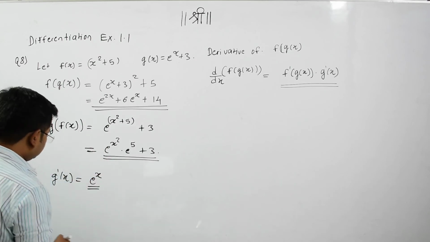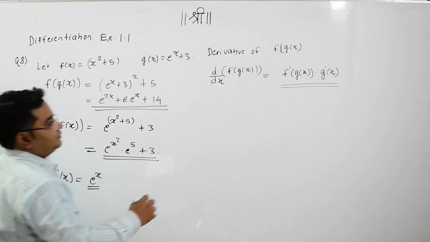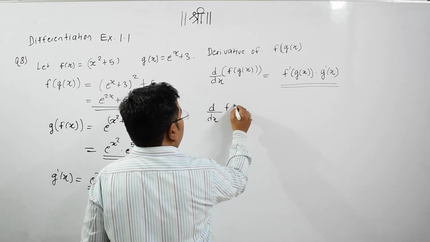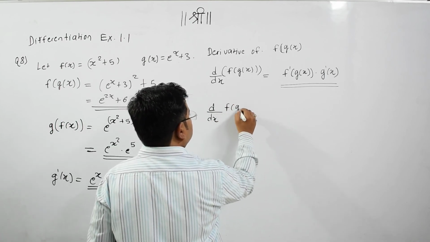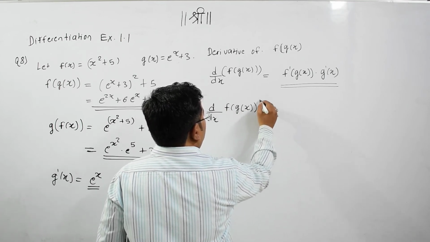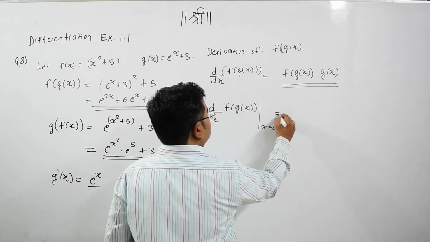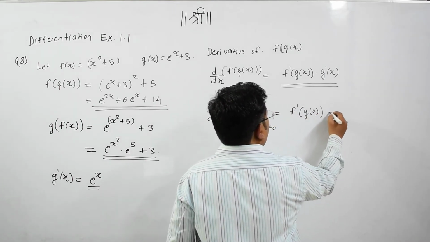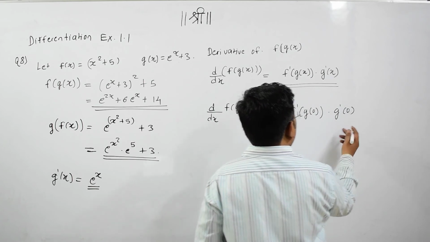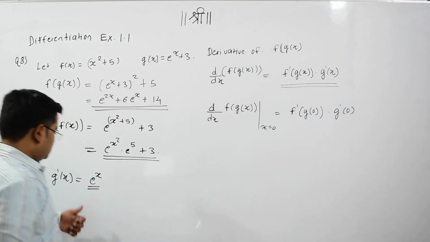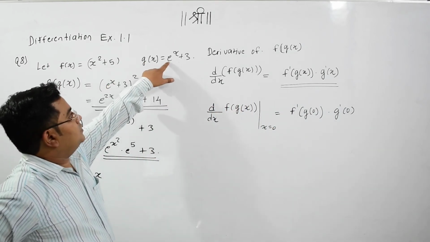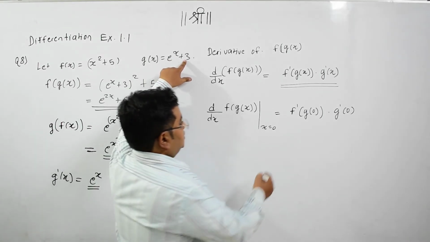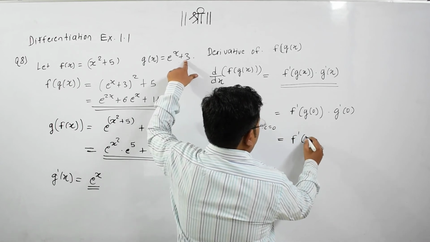Okay, so here first of all, what do we need to do? d upon dx of f of g of x at x is equal to 0 will be what? f dash of g of 0 dot g dash of 0. That's what we need to find out. So what is g of 0? e raised to 0 will be 1. 1 plus 3 is equal to how much? 4. So f dash of 4.